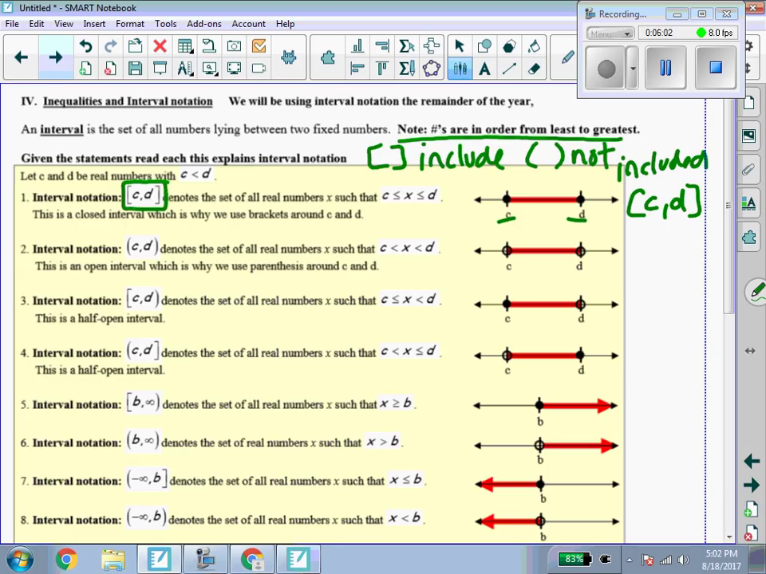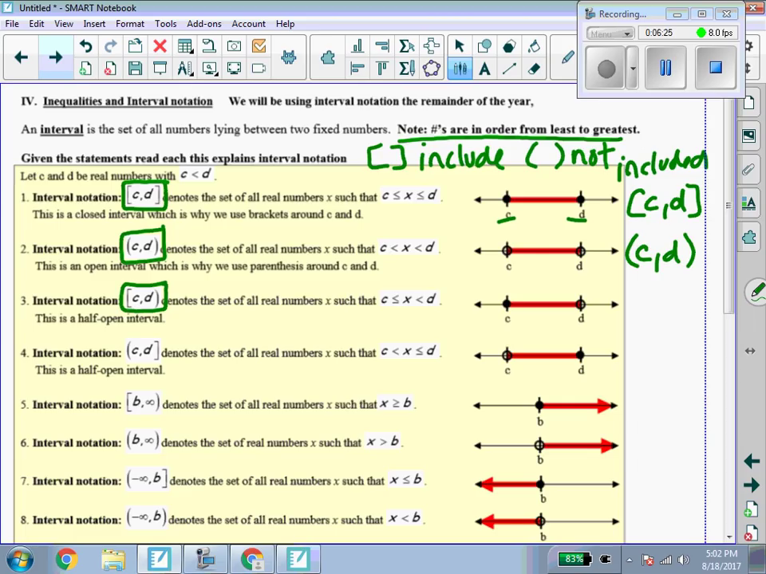Now here in the next one, notice that they are open circles. Because these are open circles, we are not including C and D on our interval. So that's why we would use parentheses, C, comma, D, close parentheses. So again, that's this right here. For the next one, we have a closed and an open circle, so you can use a bracket and a parenthesis. So in this case, it would be bracket C to D parenthesis, and so on.